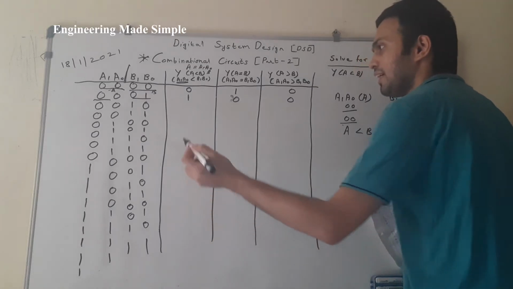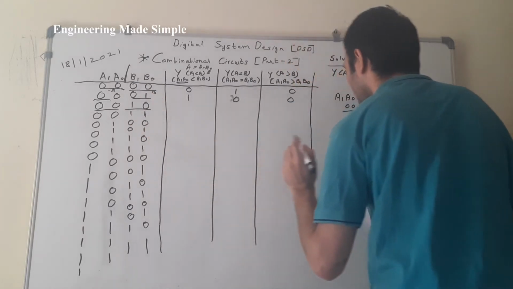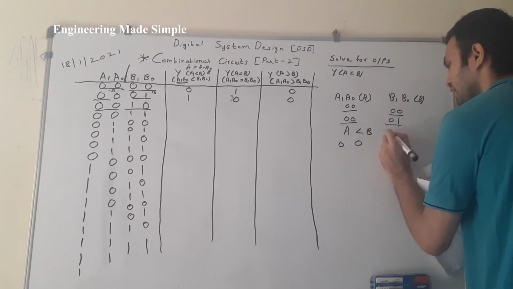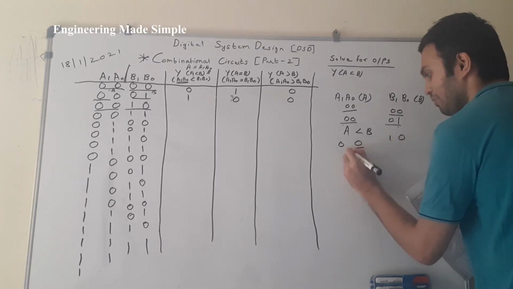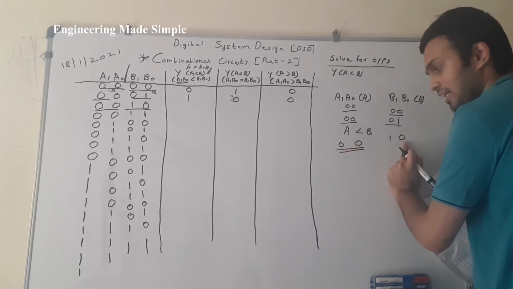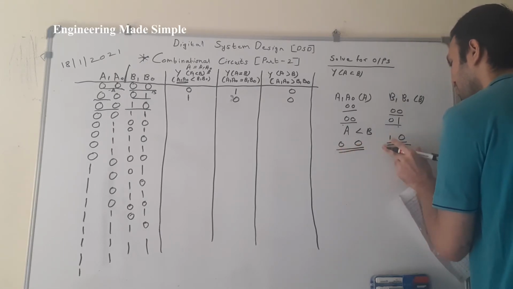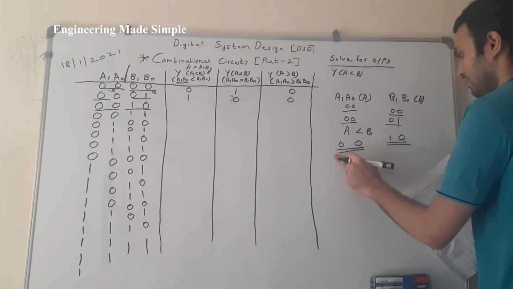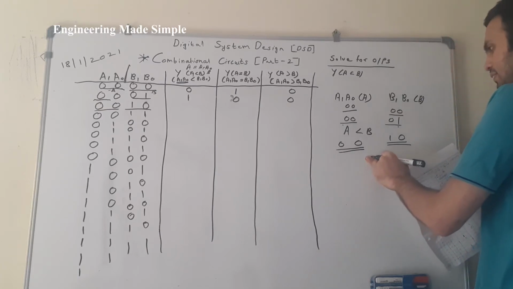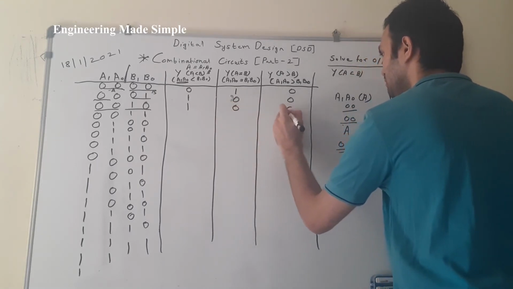Now we will check the third condition. For the third row, A1 A0 is 0 0 and B1 B0 is 1 0. Consider this 0 0 as one binary number and this 1 0 as another binary number. Which one is greater, 0 0 or 1 0? Obviously 1 0 is greater than 0 0. So here again the A less than B condition is satisfied, so it will be 1, and similarly the rest two conditions will be 0.